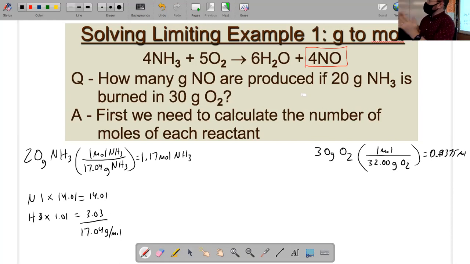So like always, always, always, if you've got a number of molecules, a mass in grams, or a volume of a gas in liters, convert it into moles. Just get it into moles. Find the formula mass, convert it into moles.